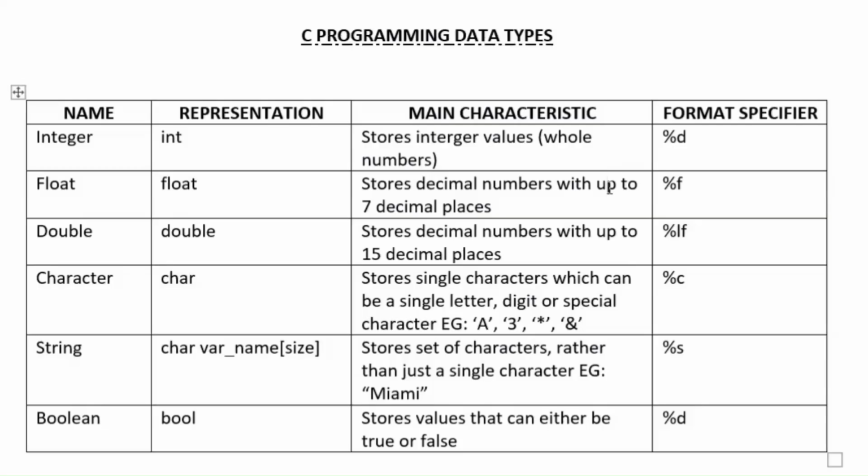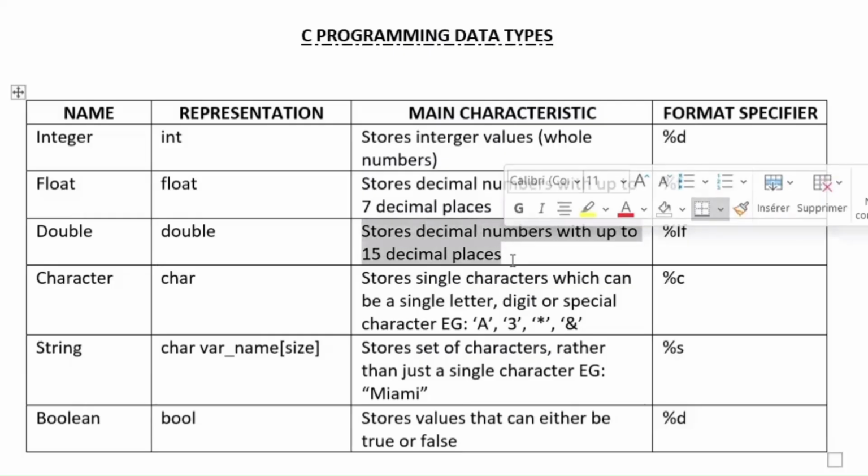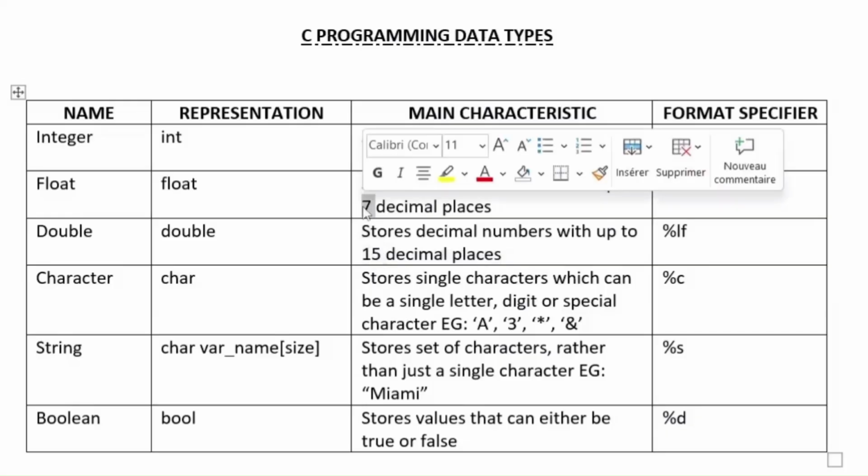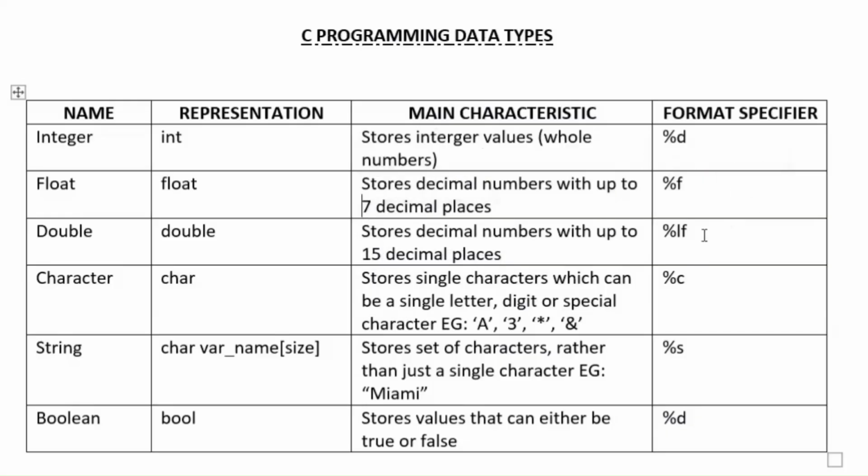And then we also have double, represented by writing double, which stores decimal numbers also as the float, but this particular type stores decimal numbers of up to 15 decimal places, contrary to just 7 decimal places as the float could do, and its format specifier is %lf.